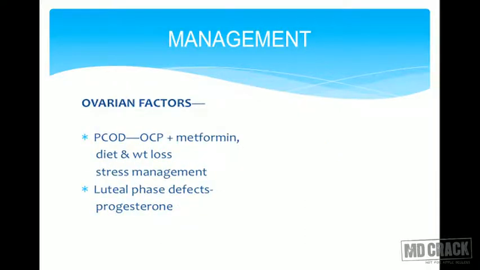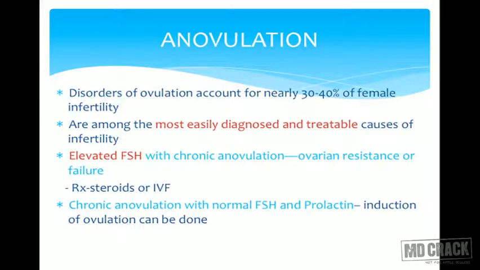Ovarian factors, a very common factor, and we said it's treatable. So for PCOD, we can either go for OC pills for 3 months, metformin, weight reduction, diet, stress management, and then we can start induction of ovulation with clomiphene citrate or FSH and LH. For luteal phase defect, we should give progesterone supplements. These are, as we agree, very common, very easily diagnosed, and treatable.